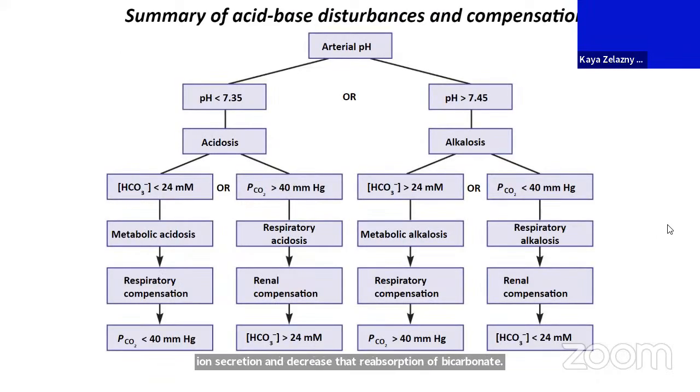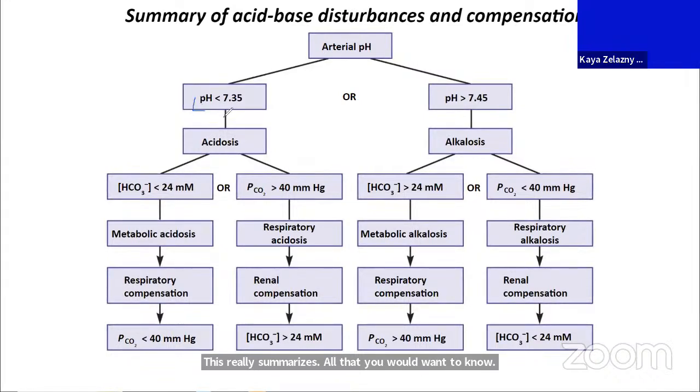So we've got a big chart of how we could test this. This really summarizes all that you would want to know. Okay. So the way we look at this is we're looking at our pH for changes outside of our regular range. We have a name for it, acidosis or alkalosis. Okay. And if we wanted to tell what type we have, we would check whether the problem is bicarbonate or whether the problem is carbon dioxide. Okay. So if the problem is carbon dioxide, you've got a respiratory situation going on, respiratory alkalosis or respiratory acidosis.